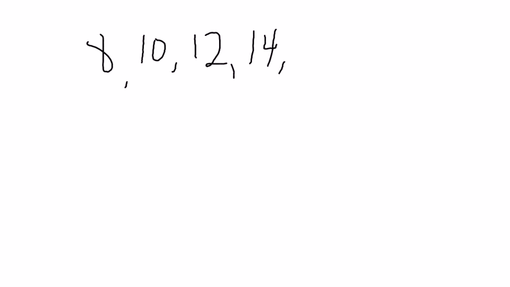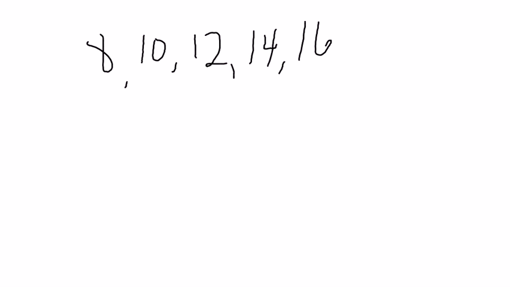Pretty straightforward. Number 6, write a recursive formula for the sequence 8, 10, 12, 14, 16. Now a recursive formula just means it depends on whatever the last number was. That's the difference between recursive and explicit. Recursive uses the number before to get the next number.